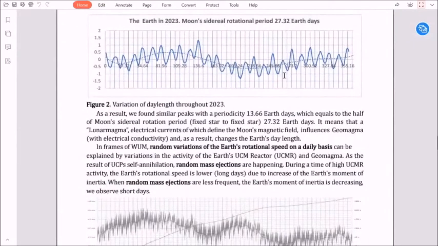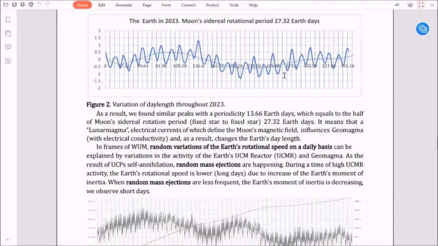As a result, we found similar peaks with a periodicity of 13.66 Earth days, which equals half of the Moon's sidereal rotation period, fixed star to fixed star, 27.32 Earth days. It means that lunar magma, electrical currents of which define the Moon's magnetic field, influences geomagma with electrical conductivity, and as a result, changes the Earth's day length.